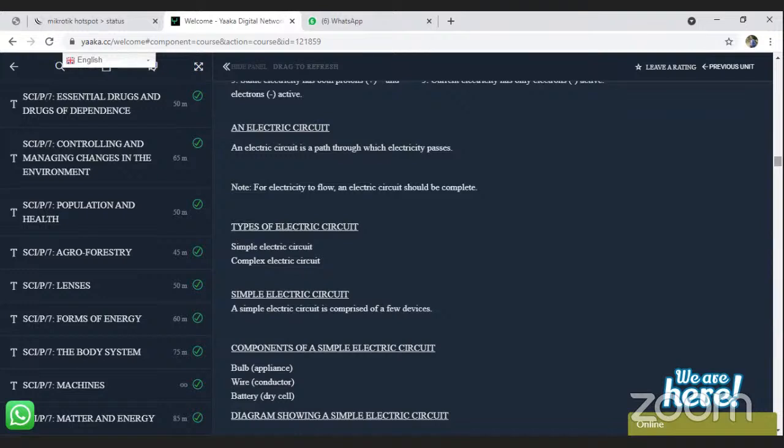This is Science Primary 7. So what is an electric circuit? An electric circuit is a path through which electricity passes. As simple as that. It is just a very short definition, like you see. An electric circuit is a path through which electricity passes.